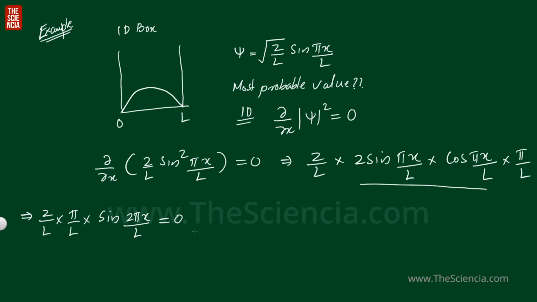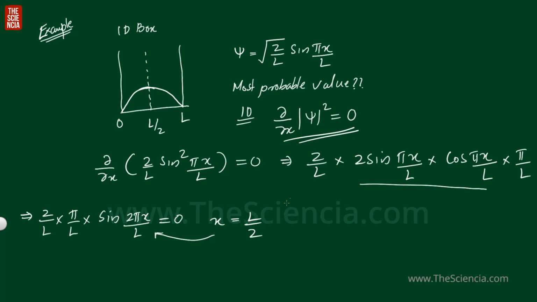For this condition to be satisfied, the x value should be equal to L by 2. When we substitute this value here, we get sine pi. Sine pi is 0. Okay, so x equal to L by 2 is the position where this wave function has maximum probability density. And you can obviously see that from this figure. See, this is the position L by 2, and at this position the wave function has maximum probability density.